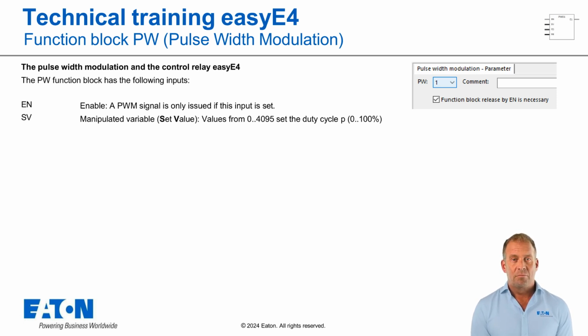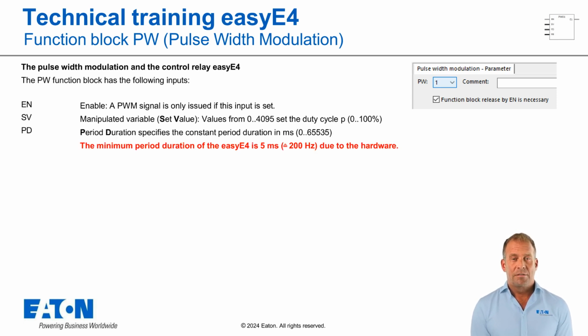Here, values from 0 to 4095 can be passed to the function, which corresponds to a duty cycle of 0 to 100%. The AD converter of the EZ-E4 analog inputs, as well as the output of the PID controllers of the EZ, are value compatible, so that their outputs can be linked directly to the PW devices. You pass the desired period duration in milliseconds to the input PD.